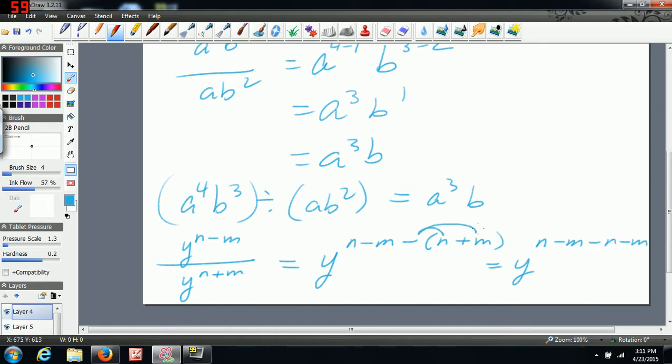So this negative goes into both. Okay, so it goes into both, and at that point, n minus n cancels, and over here you're left with y to the negative 2m as your final answer. Okay, so that would be the answer for that one. And these rules never change, they're always the same, so that's a consistent rule in mathematics, in algebra. Okay, so let's do a couple more.